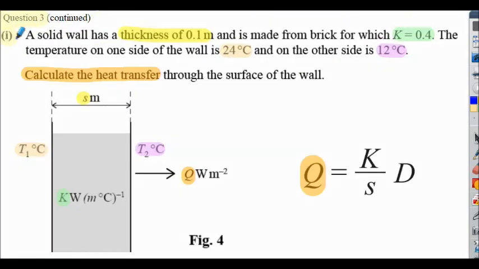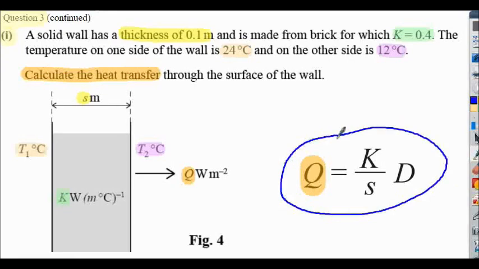So question 3, part 1. A solid wall has a thickness of 0.1 meters, is made from brick, which has a K of 0.4. The temperature on one side of the wall is 24 degrees C and on the other is 12 degrees C. We've got to calculate the heat transfer through the surface of the wall. So essentially we'll be inserting the values into this equation. Full solution shown on the following slide.